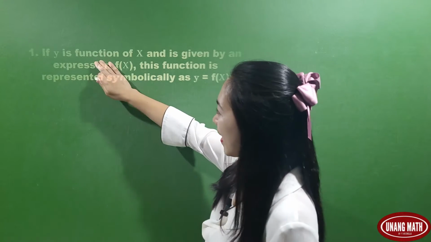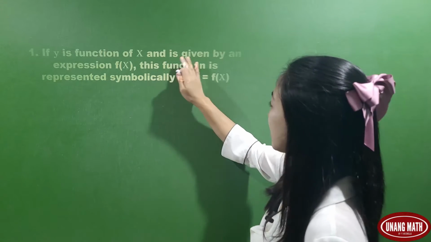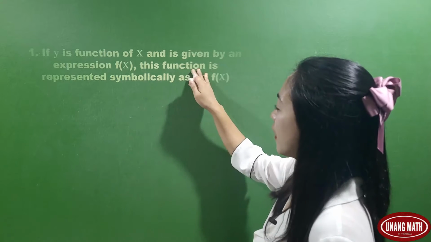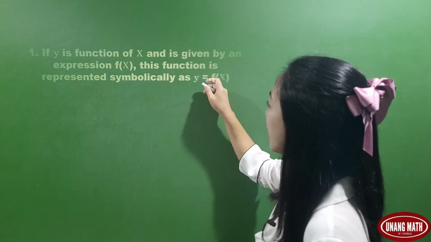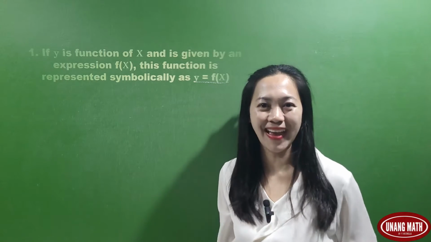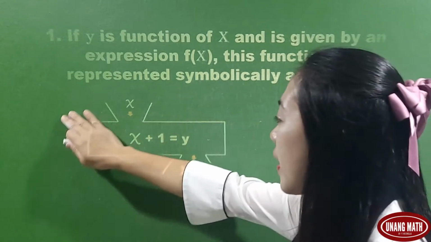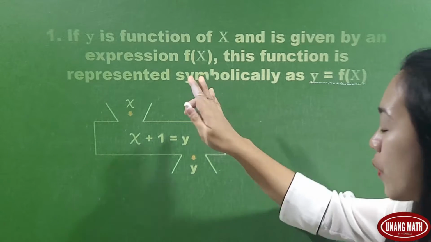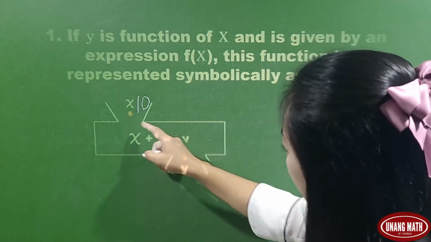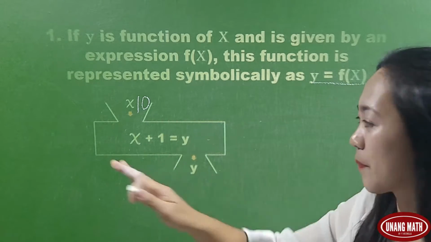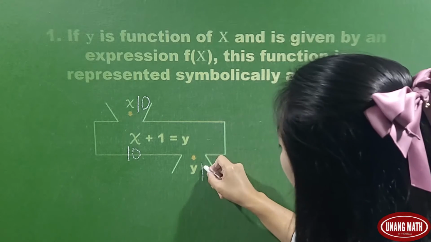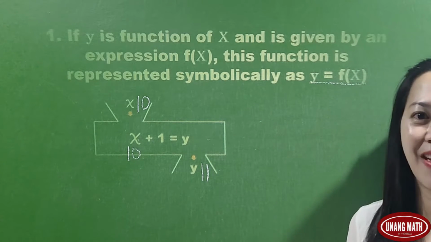So if y is a function of x and is given by an expression f of x, then this function is represented symbolically as y is equal to f of x. Okay, take a look at this function machine. If the value of x is 10, then this machine will calculate x plus 1. So this is 10 plus 1. So our output is 11.